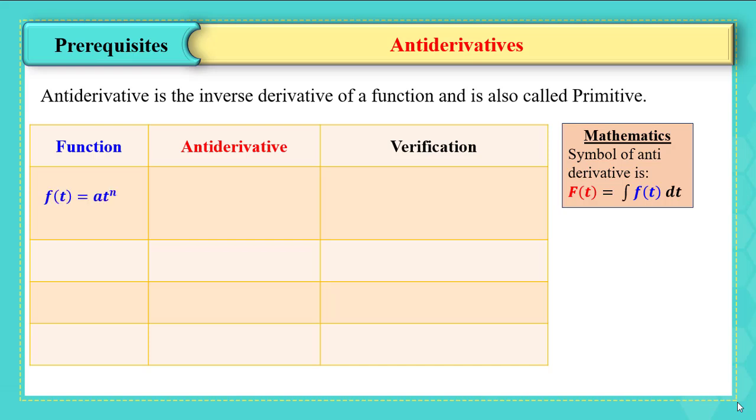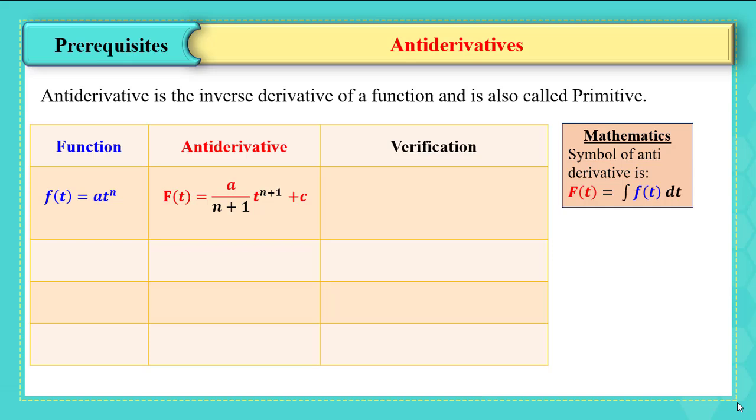If we have a function f of t equals a t exponent n, the rule says that its antiderivative is capital F of t equals the constant a multiplied by t exponent n plus 1 divided by the new exponent n plus 1, plus this arbitrary constant c.